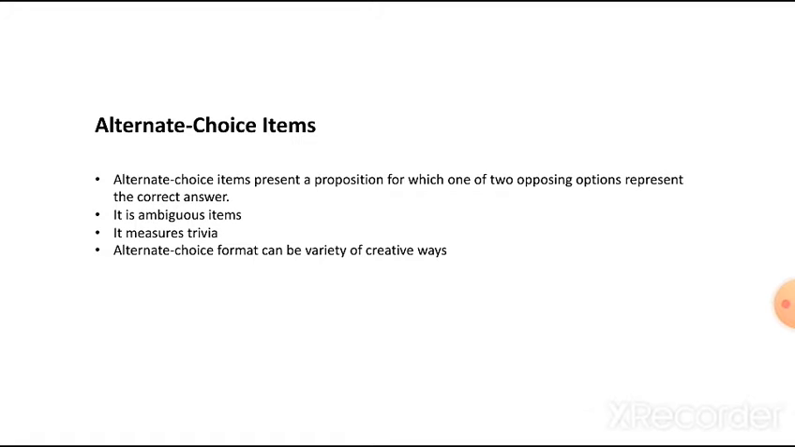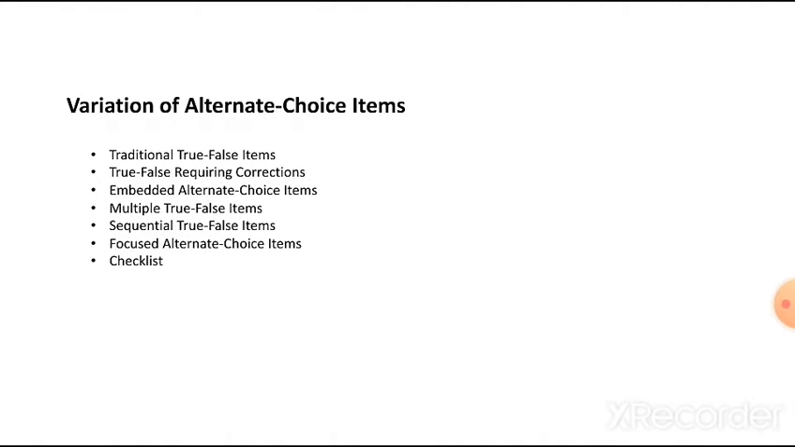So it also measures trivia. Yes, because it requires the test maker to construct declarative or procedural knowledge, such as concepts and rules. And the alternate choice item format can be done in a variety of creative ways. Yes, just because it only requires two opposing options, that doesn't mean that is all it can be. So the scholars are able to create a variety of ways to measure the student's knowledge using alternate choice items. So let me present to you the variations of alternate choice items.